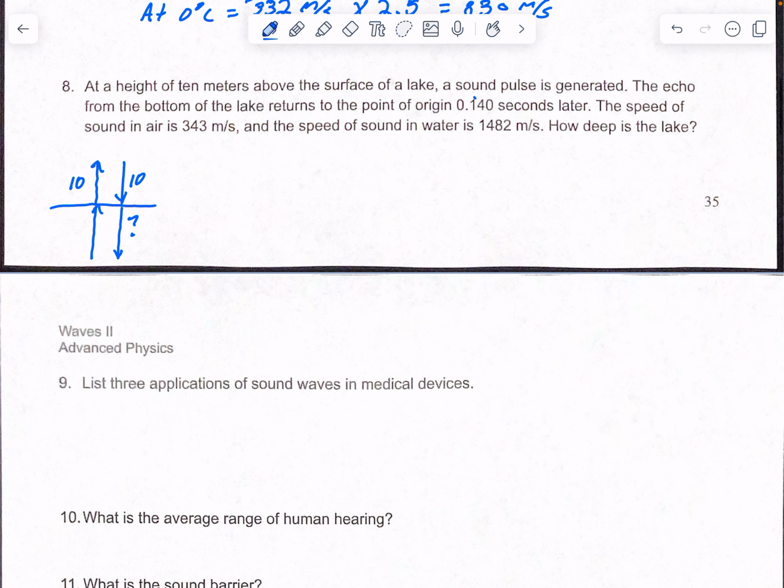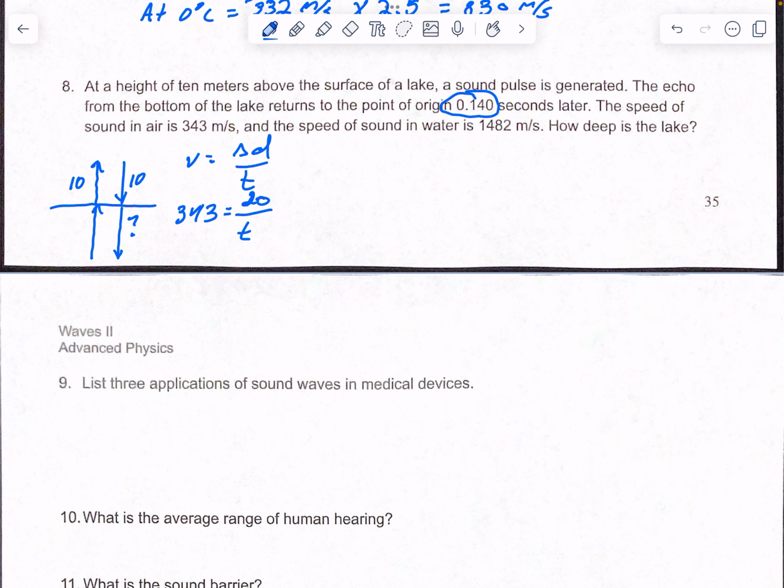So I have a total time of 0.140 seconds. The first thing I'm going to do is figure out how much of that time was spent in air, because I know my velocity. So V equals D over T. My velocity is 343 equals D, which is 20 meters.